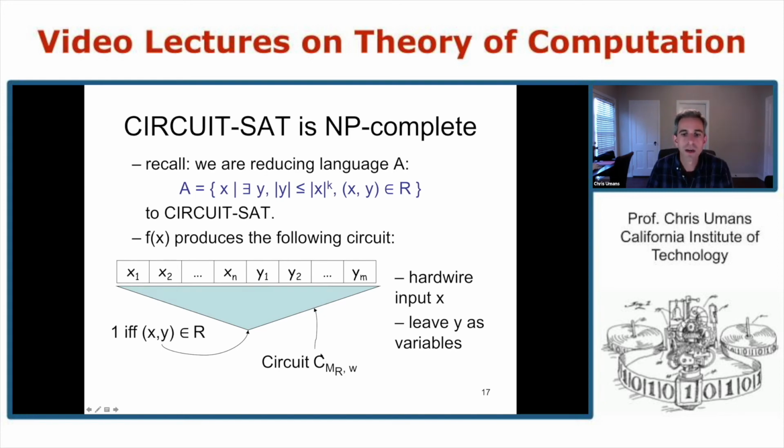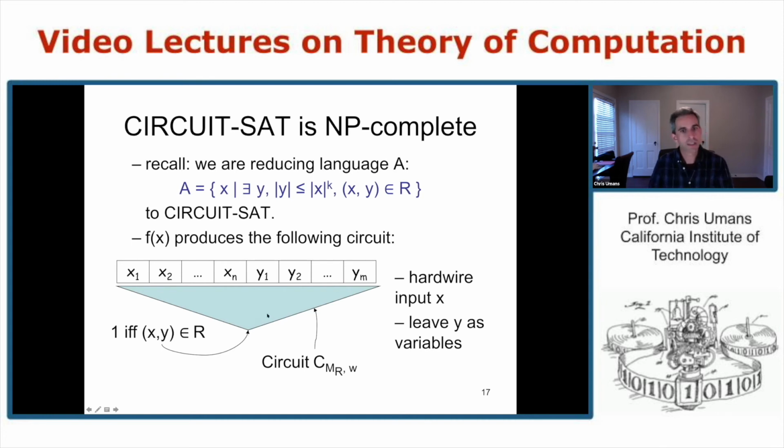It's the circuit which simulates the functioning of the Turing machine which decides R, on input W, which you may remember has two parts, X and Y. And I've written them out here, X1 through Xn, Y1 through Ym. And this circuit outputs 1 if and only if XY is in R.